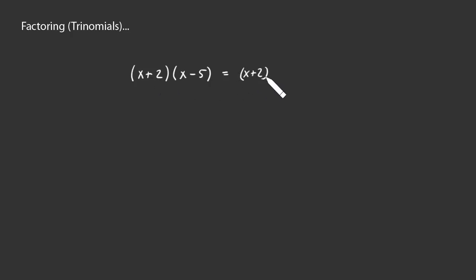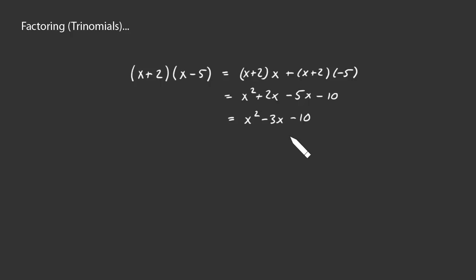So x plus 2 gets distributed to the x. It also gets distributed to the minus 5. And then, of course, we can distribute the x to both of those terms to get x squared plus 2x, we can distribute the negative 5 to both of those terms to get negative 5x and minus 10. And then we can collect our like terms, which is 2x minus 5x, to get negative 3x minus 10.